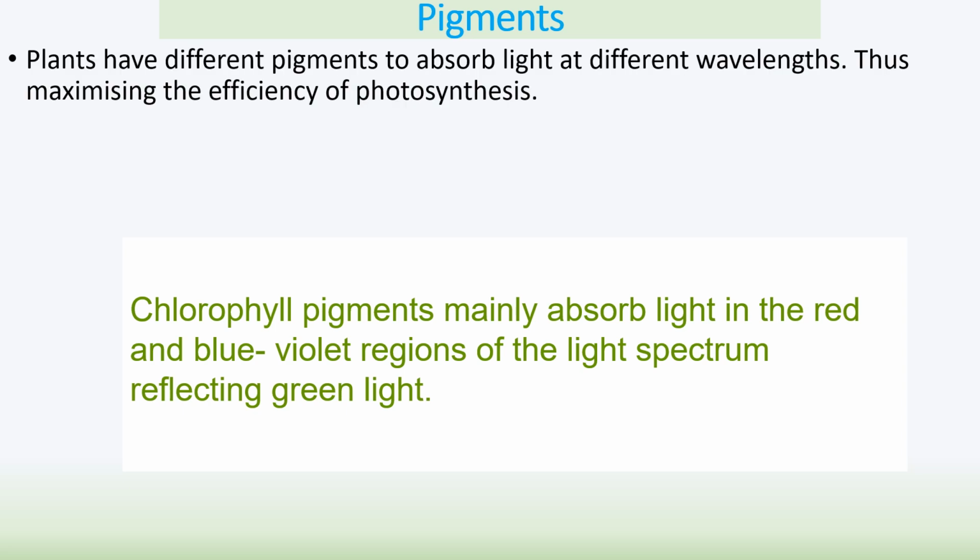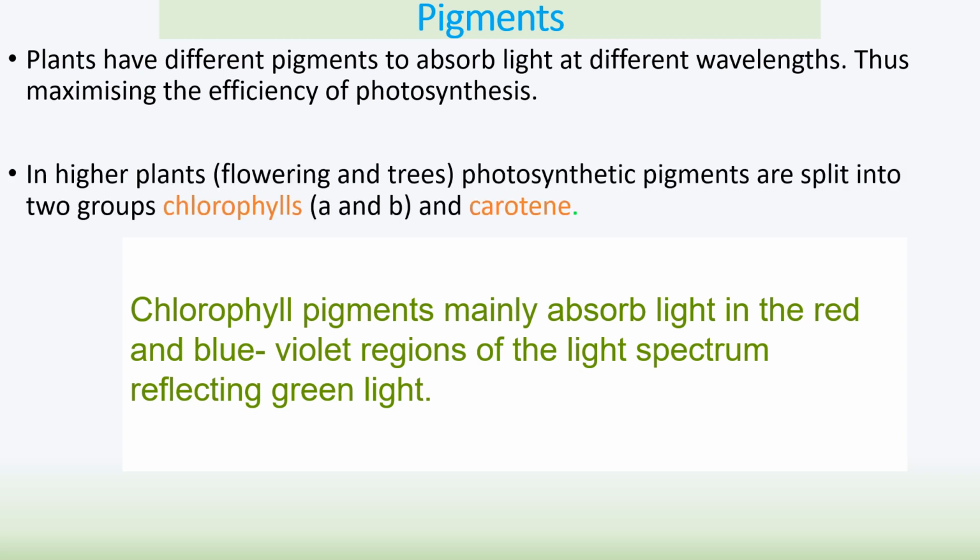So plants don't just have chlorophyll though, they have lots of pigments, and therefore they can absorb light at lots of different wavelengths, maximizing the efficiency of photosynthesis. In higher plants, they're generally split into two groups, chlorophylls and carotenes.